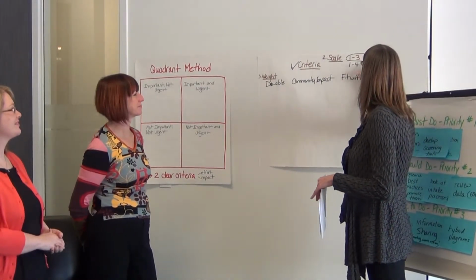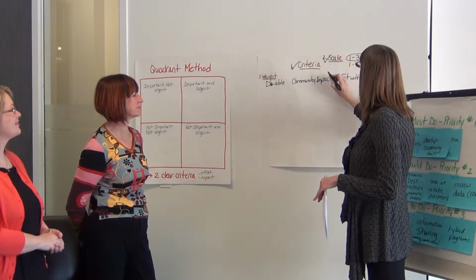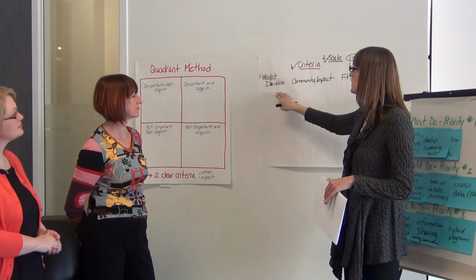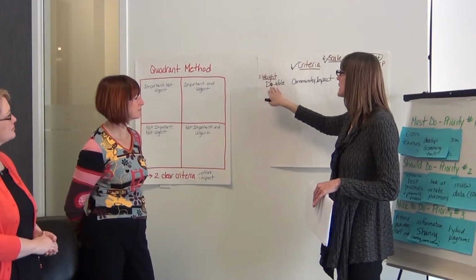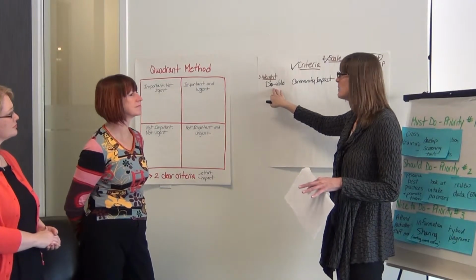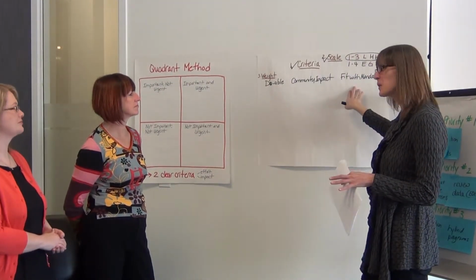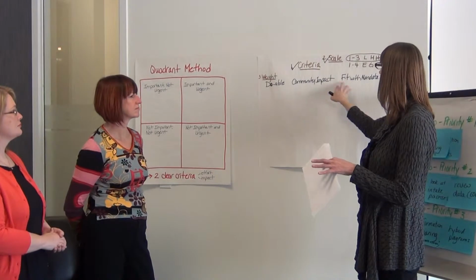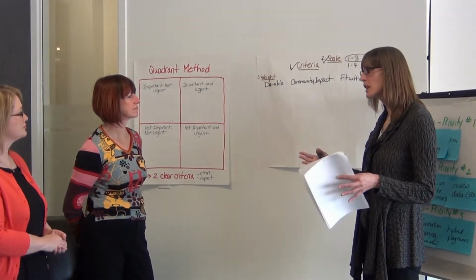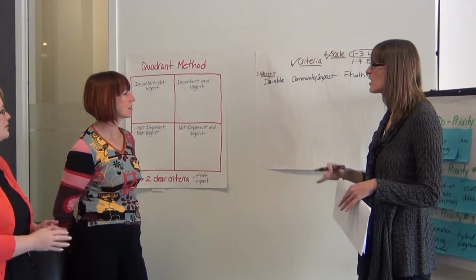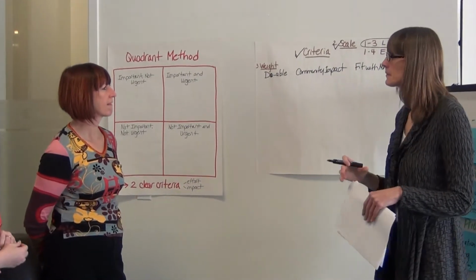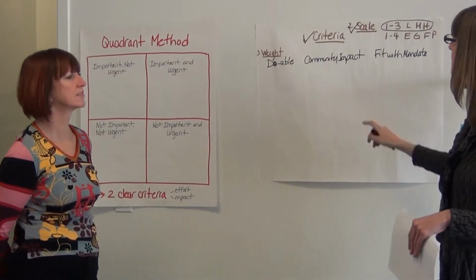Okay, so that's going to be our scale for low, medium, high. Then what you want to talk about is, is there a weight? Like, is doable weighted more than the community impact or fit with mandate? So is one of those or some of those criteria more important than other ones? Or are they all the same? I would probably weight community impact higher.